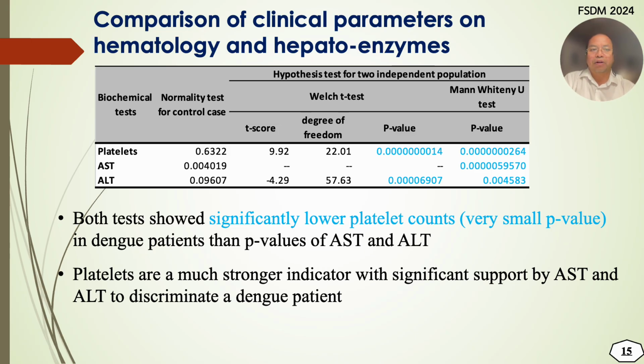Both the parametric and non-parametric tests show a significantly low platelet count, with very small p-values you can see there, in dengue patients compared to the p-values for AST and ALT. Platelets are a much stronger indicator, with significant support by AST and ALT, to discriminate the dengue patient.